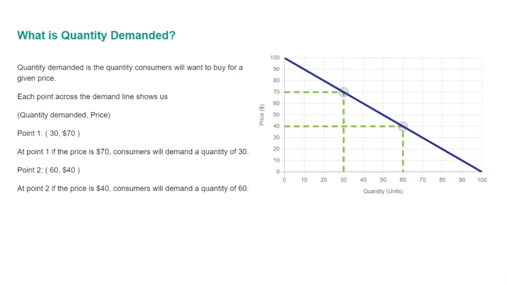So, what is the quantity demanded? The quantity demanded is the quantity consumers want to buy at a given price. At each point across the demand line, it shows us the quantity demanded and the price. At point 1, if the price is 70, consumers will demand 30. And at point 2, if the price is 40, consumers will demand 60.